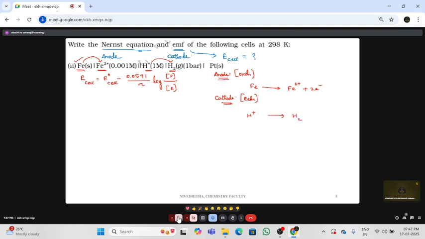So first of all, we have to balance this equation. Left side we have only one hydrogen and right side we have two hydrogens. So we have to make it as 2H plus. So how many electrons has to be gained by H plus to get converted into H2? 2 electrons. Very good. Because here one is H plus and another one is also H plus.